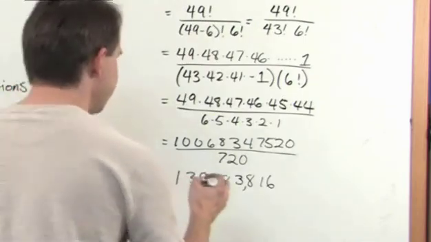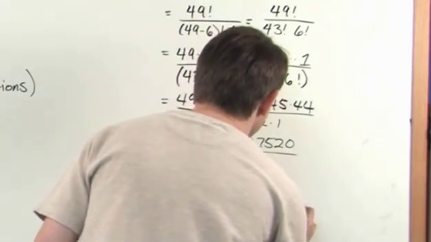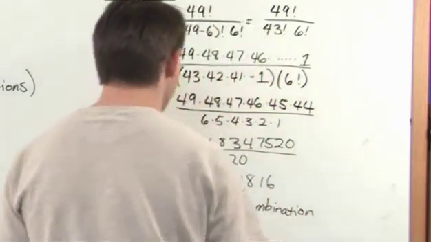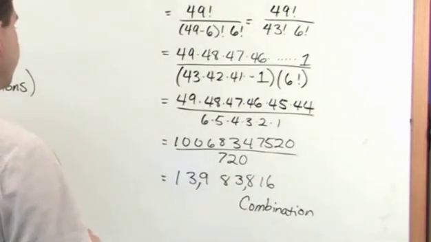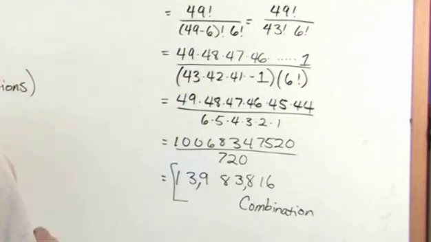13,983,816 combinations. It's not a permutation because the order actually doesn't matter at all that you pick the balls. Think about that. 13,983,816. Okay? Those are the different ways in which you can choose the balls. There's a lot of combinations there.